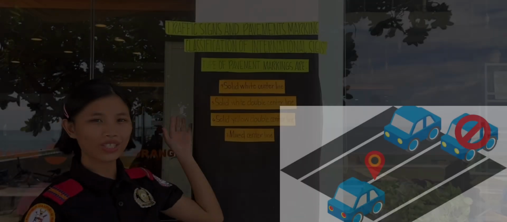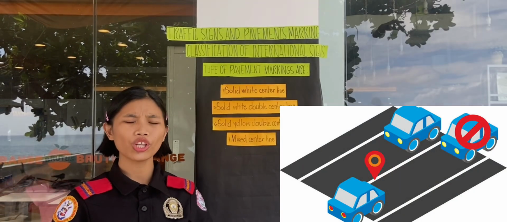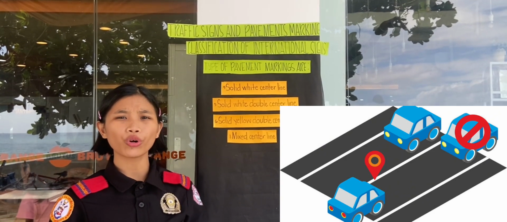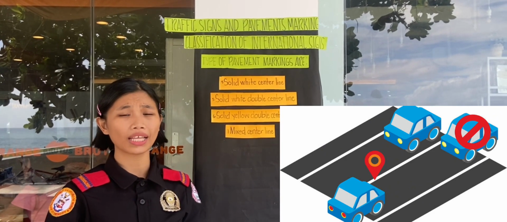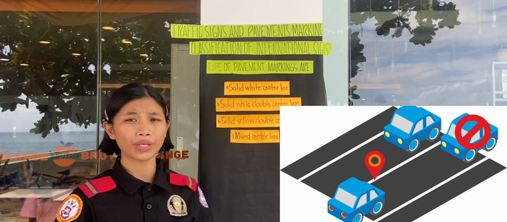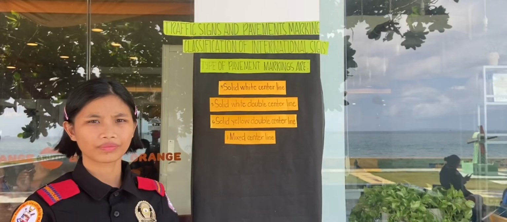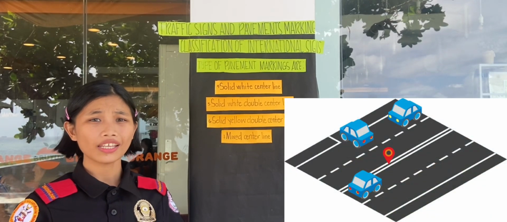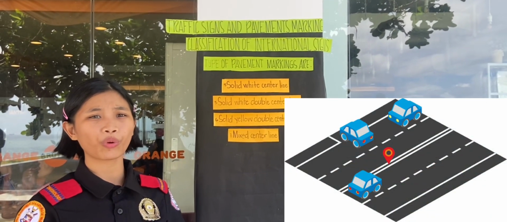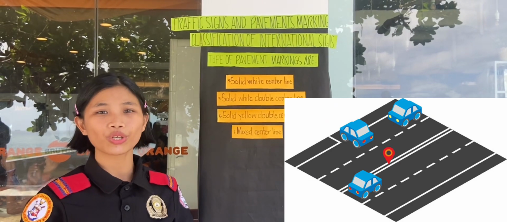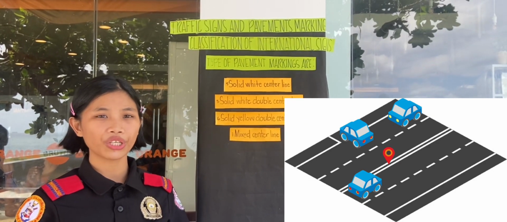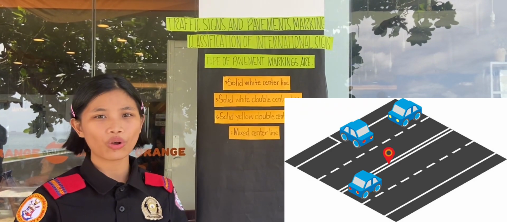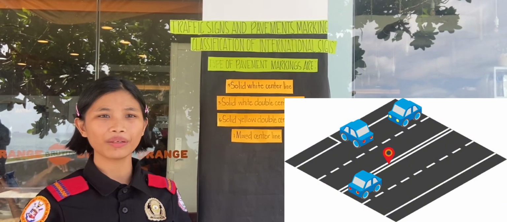And the fourth is the solid white center line. So a solid white center line is on a road where passing is discouraged but allowed when safe. So it is typically in one direction. So number 5 is the solid white double center line. It's a road where passing is strictly prohibited in both directions. So typically with a physical barrier between the lanes, such as a concrete divider or wide unpaved median.